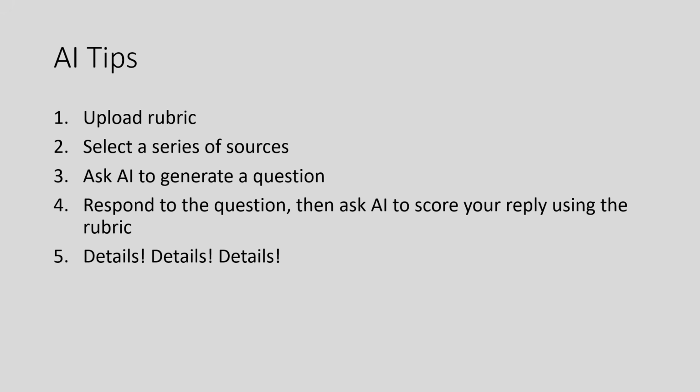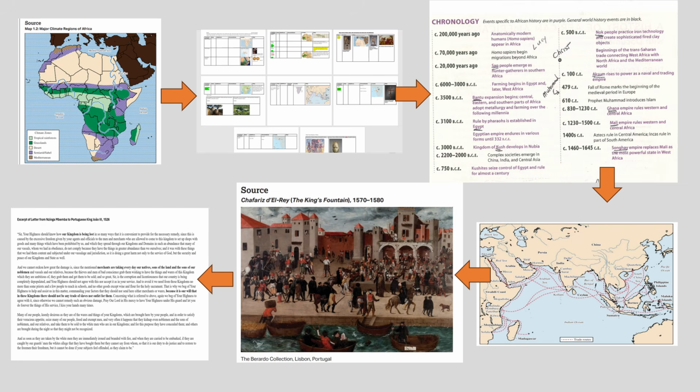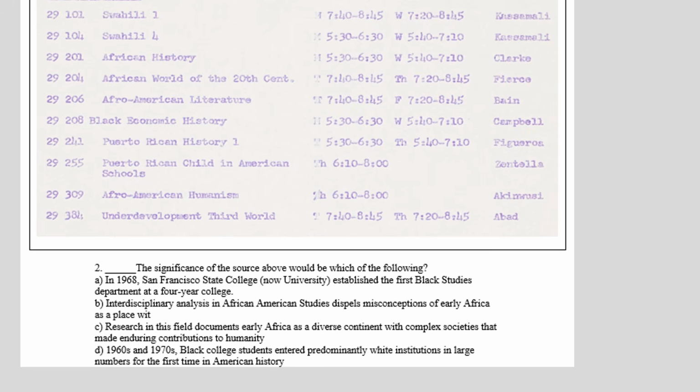Here we go, some additional tips. Upload a rubric, select a series of sources, ask AI to generate a question, and then respond to those questions. And again, always provide detail. That summary for Unit 1 is about African geography, those empires, and eventually how Africa came into contact with other civilizations through globalization, as well as the events leading up to the transatlantic slave trade.